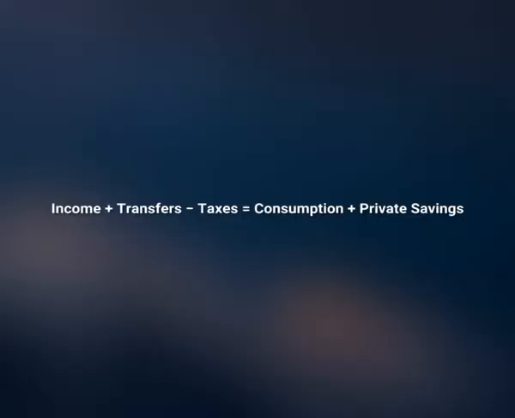Households spend some of their disposable income and save the rest. In other words, income plus transfers minus taxes is equal to consumption plus private savings. Households take their savings to financial markets to purchase interest bearing assets. Some individual households are net borrowers, but overall, the household sector saves.